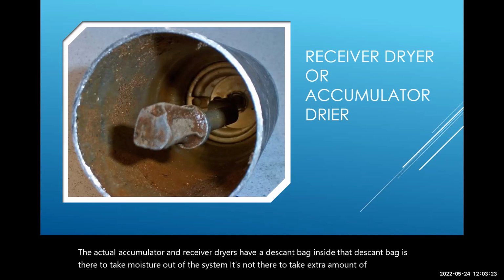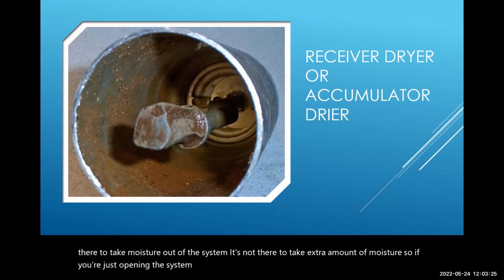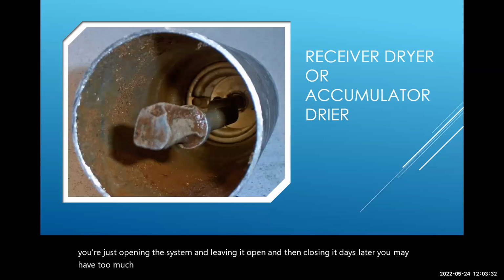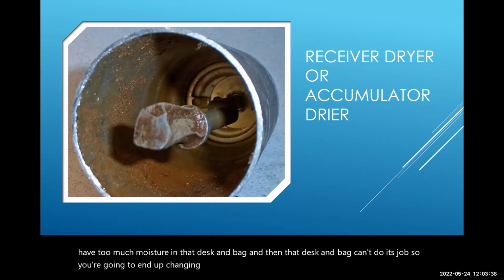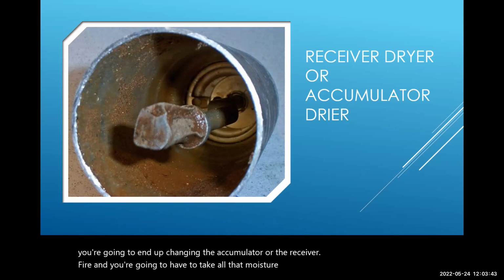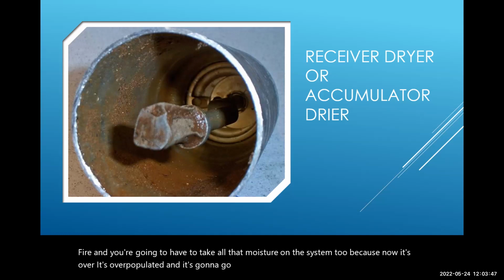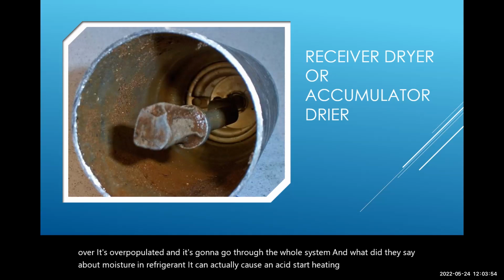So if you're just opening the system and leaving it open and then closing it days later, you may have too much moisture in that desiccant bag, and then it can't do its job. So you're going to end up changing the accumulator or the receiver dryer. And then you're going to have to take all that moisture out of the system too, because now it's overpopulated and it's going to go through the whole system. And what did I say about moisture in the refrigerant? It can actually cause an acid that starts eating away at things.